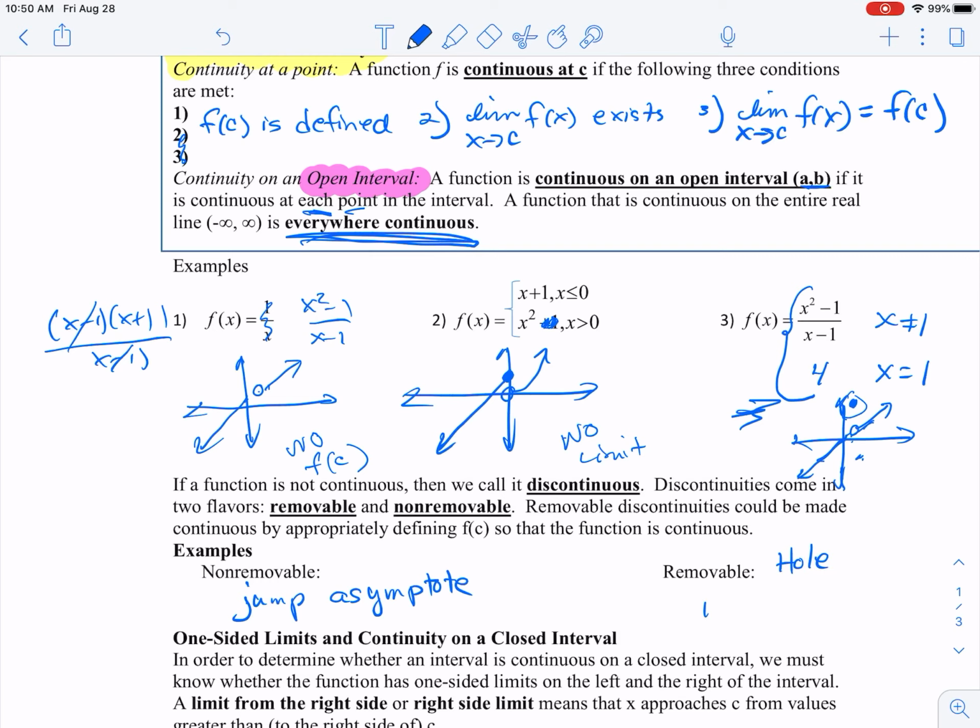So like example 3, I defined the hole to have a value. So if I wanted to do that, instead of defining the hole, instead of saying when x is equal to 1, I would have said it was 2, and that would have filled in the hole. Okay? You define it and fill the hole in. Make sense? That was kind of sloppy, but figure it out.